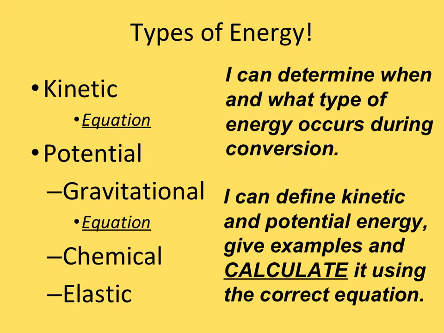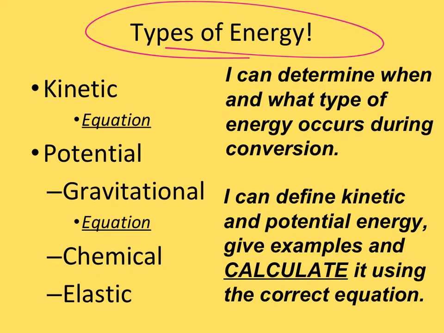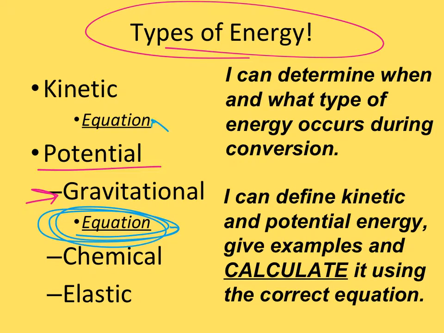Let's continue our discussion of types of energy, right now with potential, and we're going to focus on just one of them in this video. It is gravitational. And as you can see here, gravitational also has an equation just like kinetic does. So make sure you have that calculator out, ready to go.